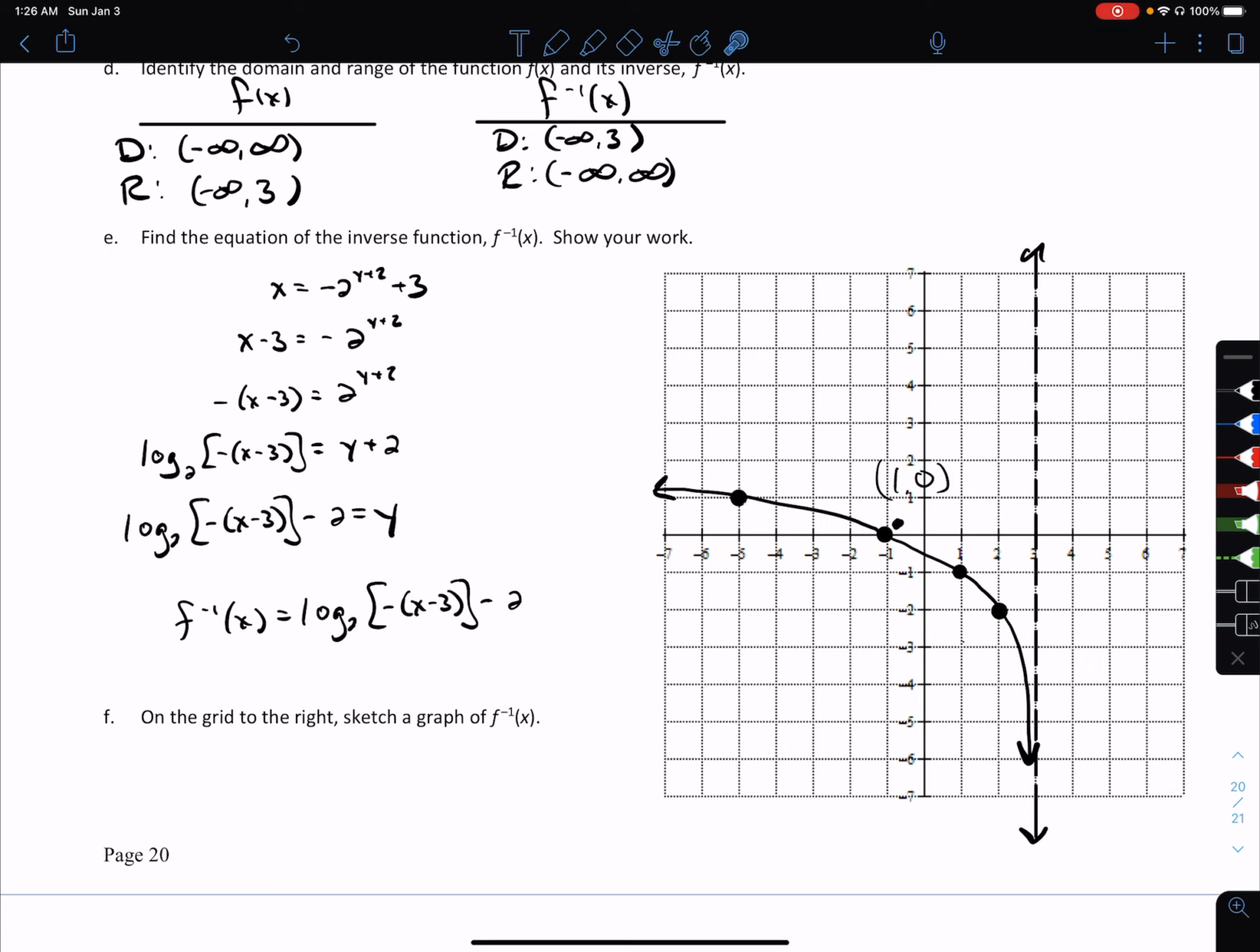Then we have to move it to the right 3 and down 2. If we move that point to the right 3, 1, 2, 3, and down 2, that puts us right down here. So this is the starting point.